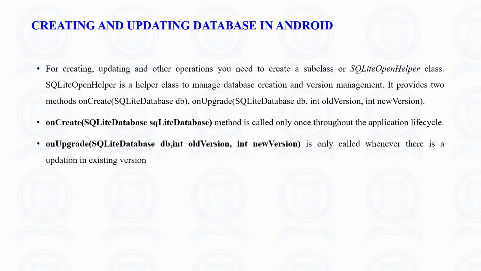Creating and updating databases in Android. For creating, updating, and other operations, you need to create a subclass of the SQLiteOpenHelper class. SQLiteOpenHelper is a helper class to manage database creation and version management. It provides two methods, onCreate and onUpgrade. The onCreate method is called only once throughout the application lifecycle. onUpgrade is only called whenever there is an update in the existing version. Thank you.